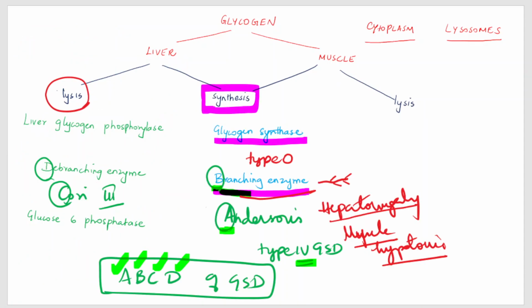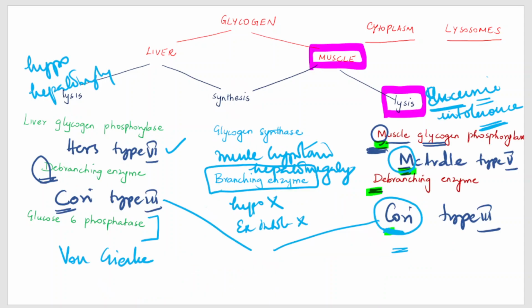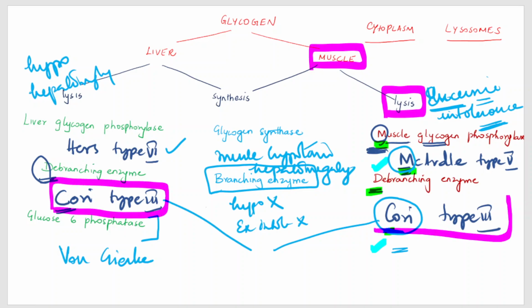And what are the disorders which will not lead to hypoglycemia or exercise intolerance, but instead there is hepatomegaly and muscle hypotonia? It is Andersen. Okay. Now, what are the diseases which can lead to exercise intolerance? It is McArdle's and Cori's. Now, what are the glycogen storage diseases which can lead to both hypoglycemia and exercise intolerance? It is Cori's. Yes, now do you understand?